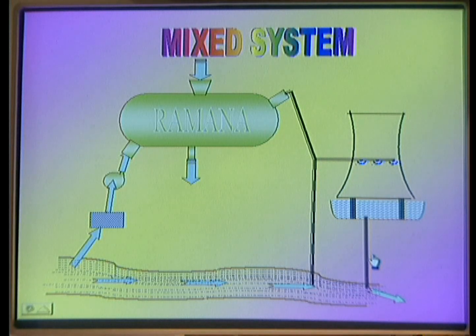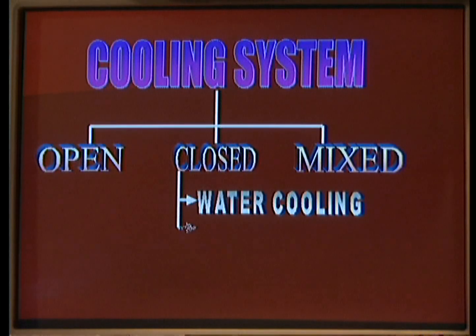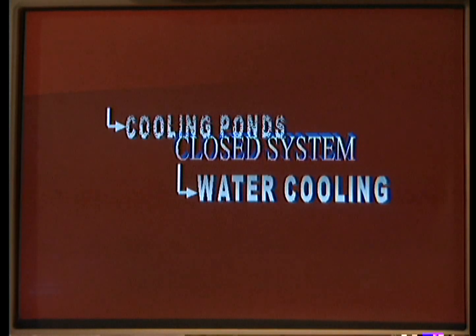So, you see one example, even though water is available, how many cooling towers we are using, you can observe this. This is a mixed system. Generally in thermal power stations we use only the closed system. In the closed system we mainly use water cooling and air cooling. Water cooling is divided into two types: cooling ponds and cooling towers.